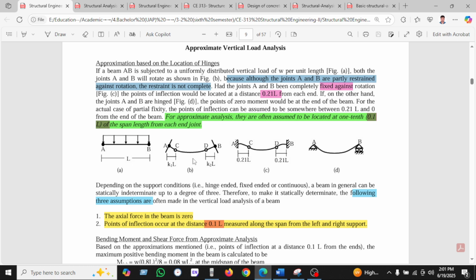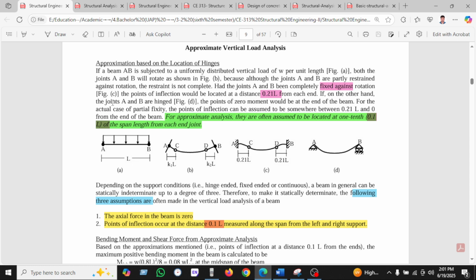If the figure is given as fixed, the point of inflection would be located at a distance 0.21 L from each end. So if the fixed end occurs, then the inflection will be at 0.21 L. But practically it is not possible.